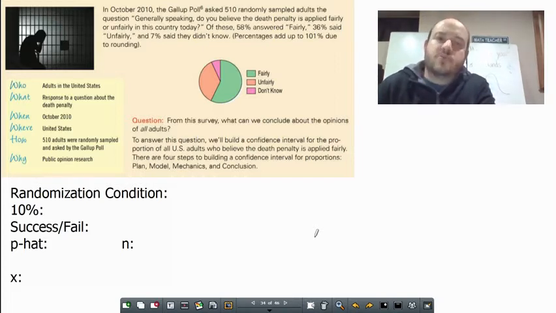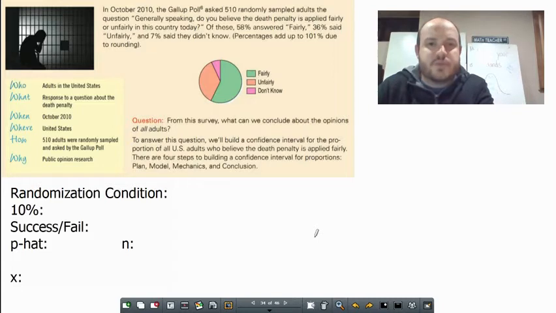Whenever you have multiple data points here, like how we're looking at fairly, unfairly, and don't know, you usually want to run the confidence interval on the largest percent answer. That way you can say, hey, the largest percent of the country is answering this, and you can give that percent as a confidence interval.